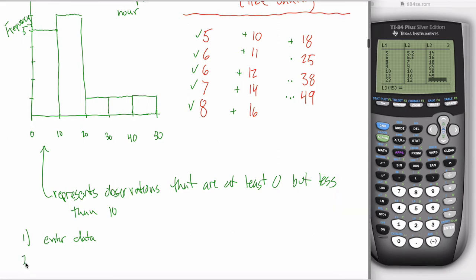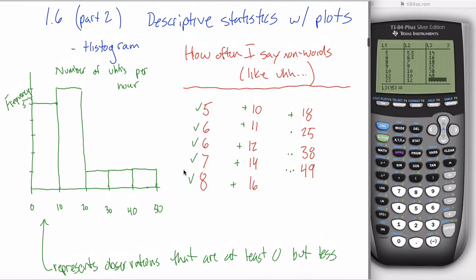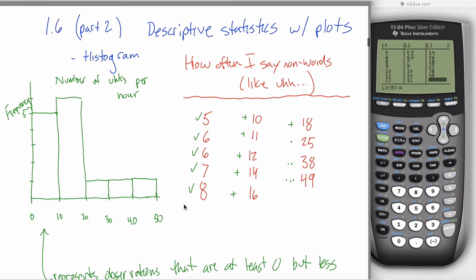Step 2 is you have to program the stat plot. Program, sure, the stat plot. What do I mean by that? Your calculator can make a lot of different plots for you. You got to tell it which one you want. You want a histogram. How do you do that?